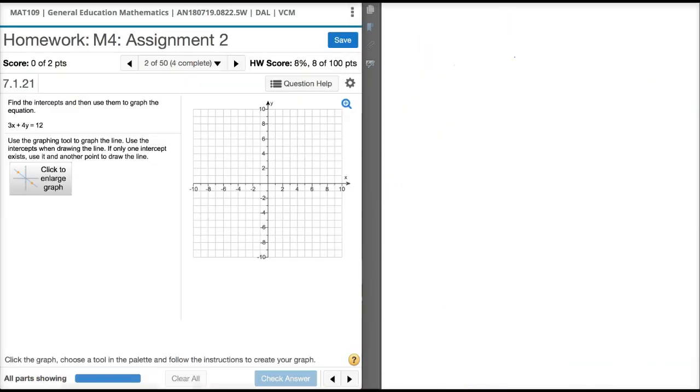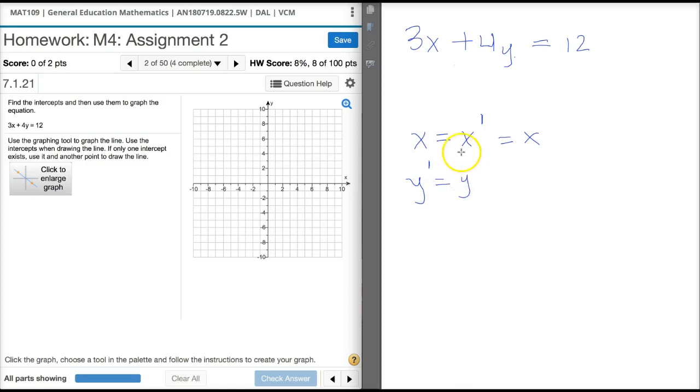Our next question, number 2, is asking us to find the intercepts and then use them to graph the equation. The equation that we have here is a linear one. We know that because the highest exponent we have here is a 1. Here x is the same as x raised to the 1. Anything raised to the power of 1 is just itself, and same thing with y. Y raised to the 1 is the same as y.